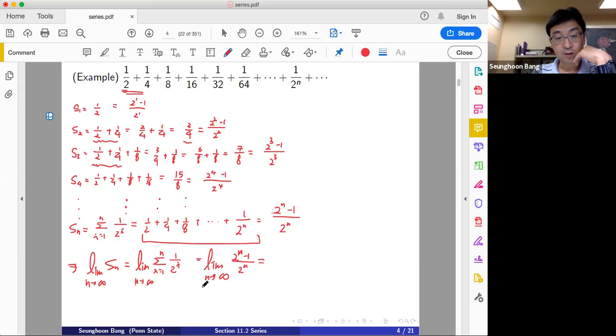What is the answer of this one? The infinity over infinity, you're right. Do you remember the previous section 6.8?